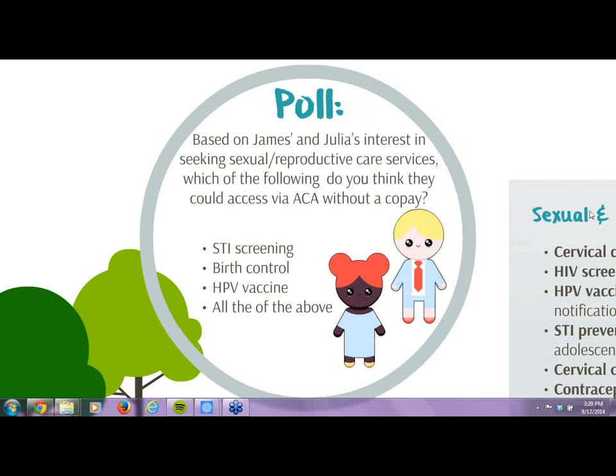Share the results. That was sort of a slam dunk because I just talked about a lot of the services that you can get under the essential health benefits. 91% of you said all of the above, STI screening, birth control, and the HPV vaccine, which is absolutely correct. There are some factors you want to keep in mind depending on where you're located and what the policies are in that area. The HPV vaccine may be subject to parental notification laws, as well as some of the other pieces in this list. So you want to make sure you're up to speed on your location's particular parameters as far as what the law says, if there are any policies, that kind of thing. But yes, under ACA, generally speaking, all of the above are available. I'm going to go ahead and hide those results.